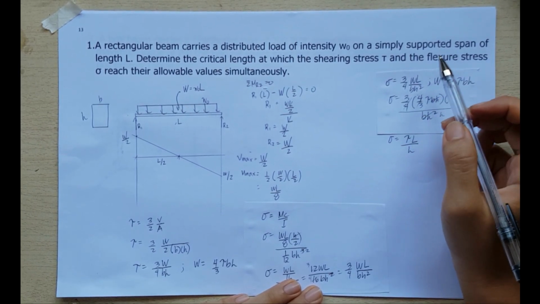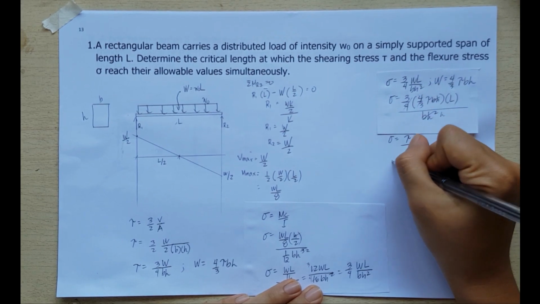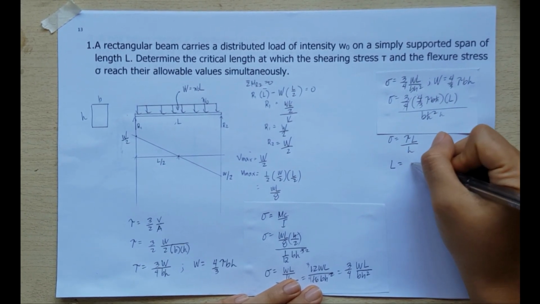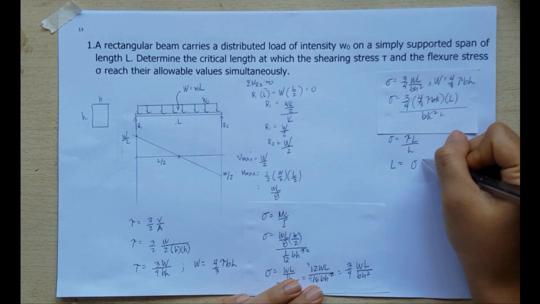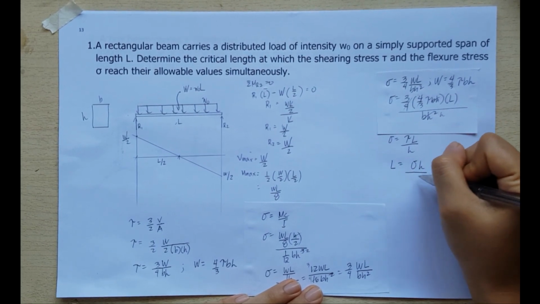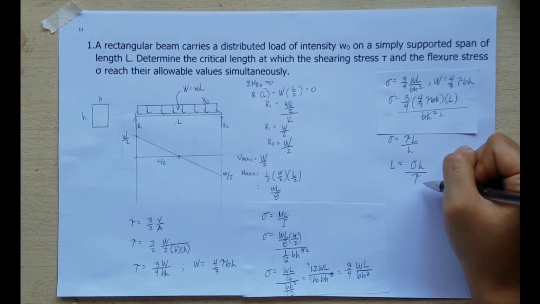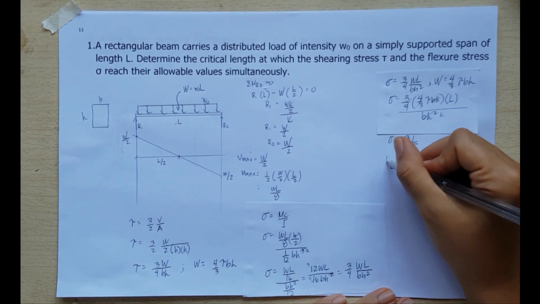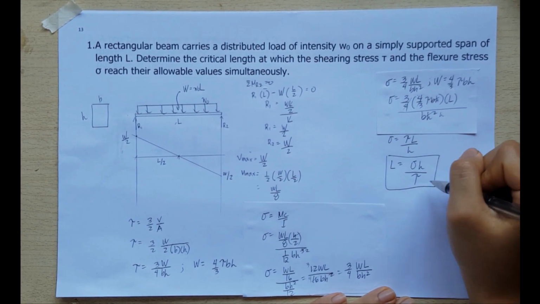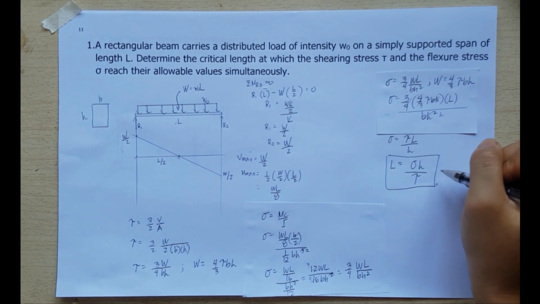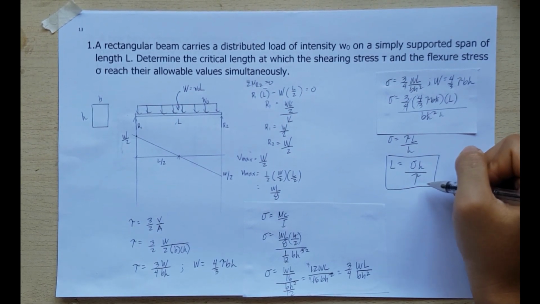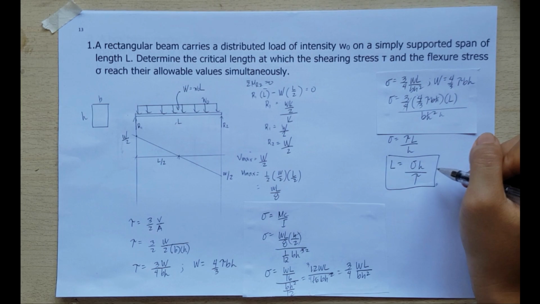But the problem is asking for the critical length. Therefore, the length is equal to the flexural stress multiplied with height all over the shear stress. So this is now the critical length at which the shearing stress and the flexural stress will reach their allowable values simultaneously. So take note that for values larger than this critical length, flexure will govern in the design, but for shorter values, shear will govern.